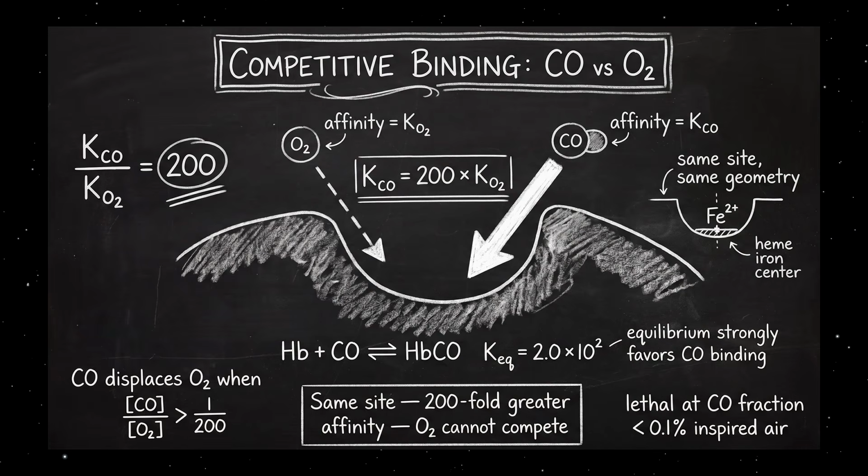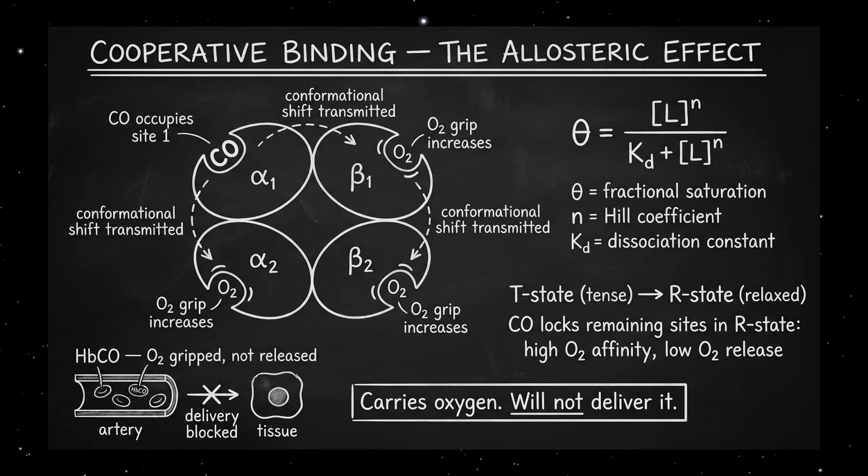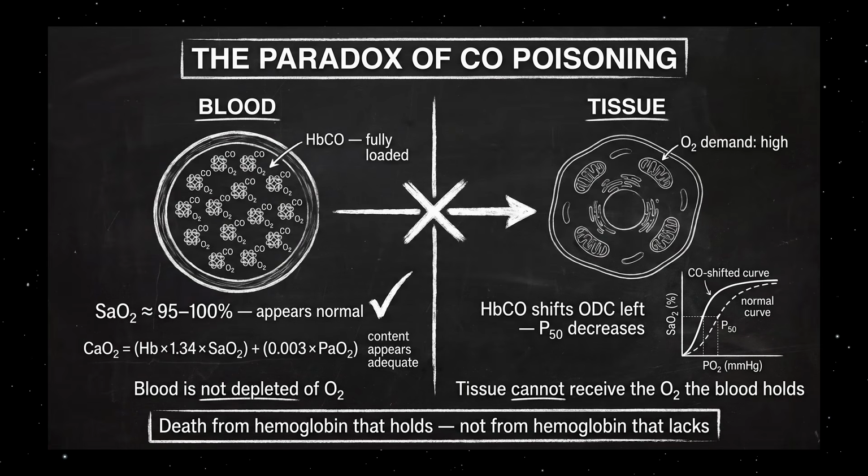Carbon monoxide occupies the same binding site as oxygen with 200 times greater affinity. One carbon monoxide molecule on one of the 4 sites shifts the remaining 3 sites to grip their oxygen more tightly, refusing to release it at the tissues. The hemoglobin carries oxygen but will not deliver it. You do not die from a lack of oxygen in the blood. The blood carries plenty of oxygen. You die from hemoglobin that holds the oxygen it is carrying and refuses to release it at the tissues.